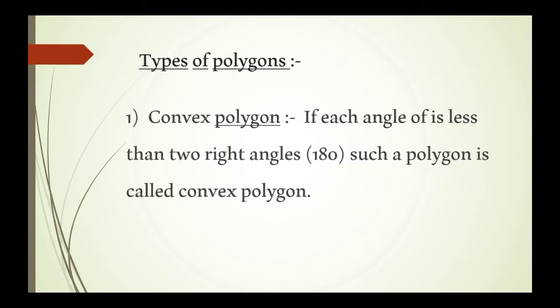First, convex polygon. If each angle is less than two right angles, such a polygon is called a convex polygon. So if this is the polygon, let me take a triangle. Inside, each angle should be less than 180. Each angle should be less than 180, then it is called a convex polygon. Interior angles, each angle should be less than 180 degrees.